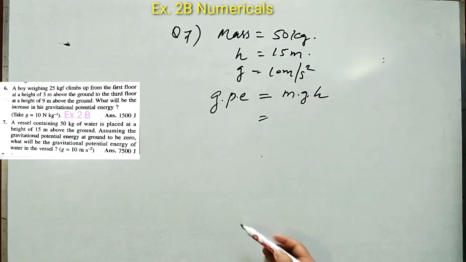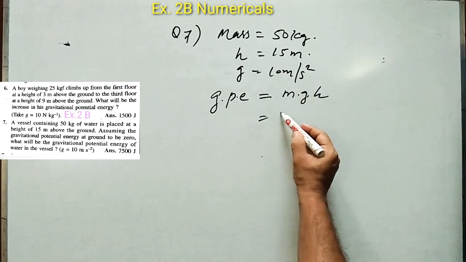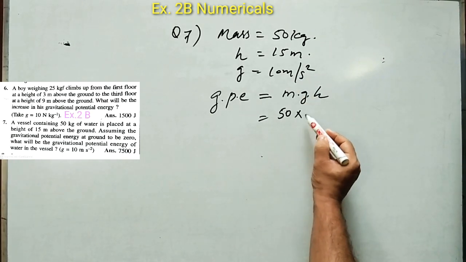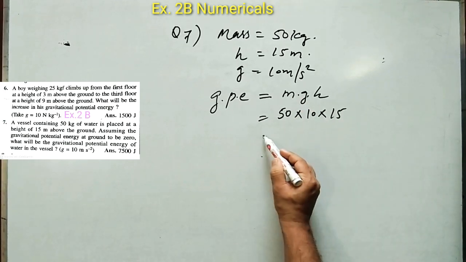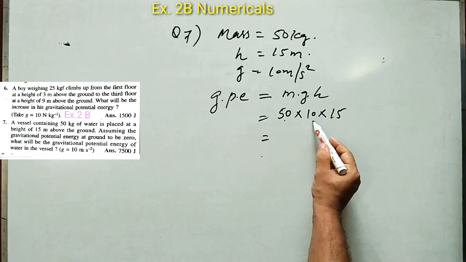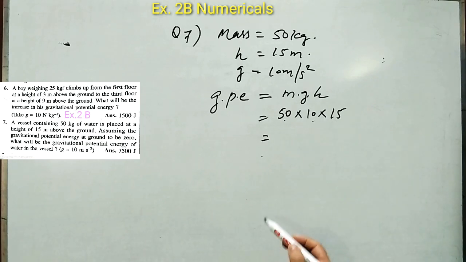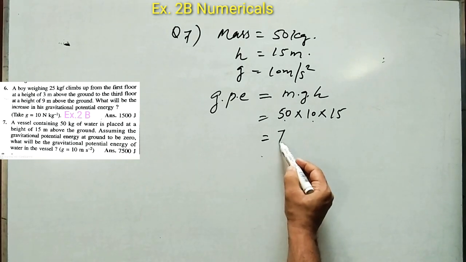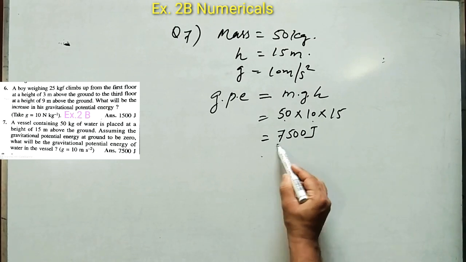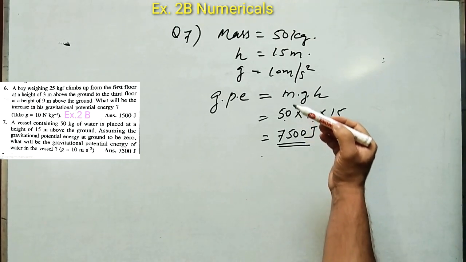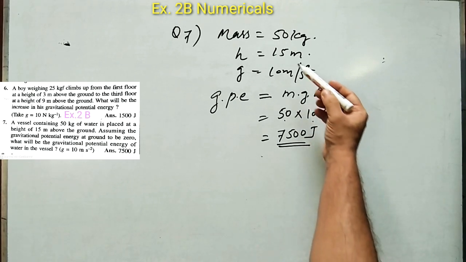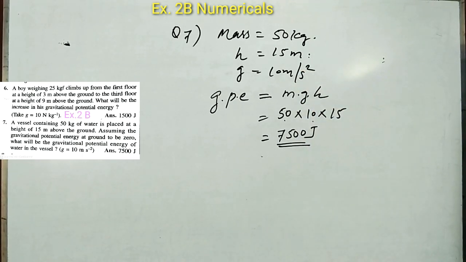So all the values are there. Place the value and get the answer. That's all. 50 into g, 10 into height, 15. So we are getting it as 50 multiplied by 10 multiplied by 15. So multiply and see. We are getting the answer as 7500 joule. So this is the energy possessed by the vessel containing water at a height of 15 meter above the ground. Clear? Steps are clear to you?